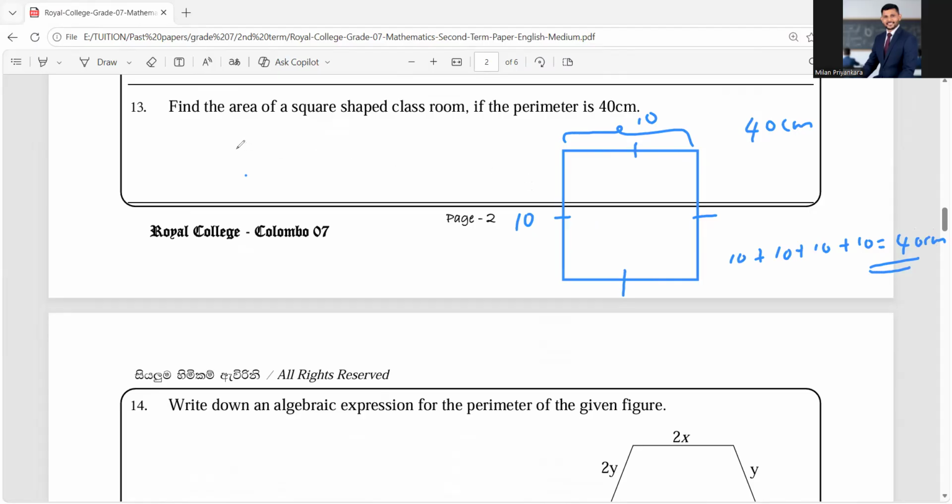Then what is the area? Area is length multiplied by breadth, right? So what is length? 10. Breadth is also 10. Then it is 100 centimeter square. You must write the proper units, right? Otherwise, you will lose the marks. If you don't write the units, what it means is that you have no idea about the quantities. There are different types of quantities, and these quantities have units, okay?